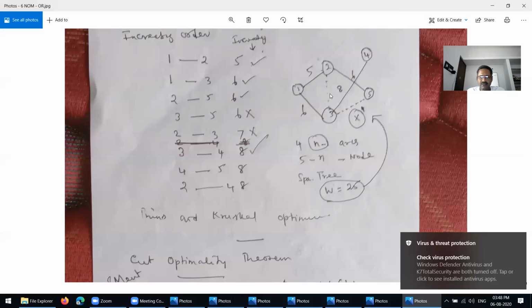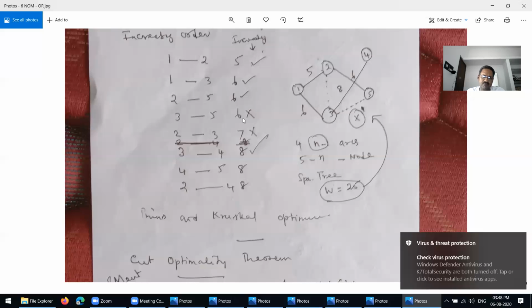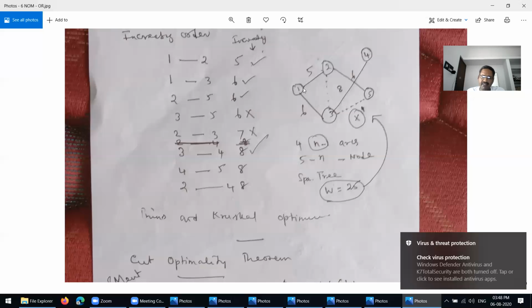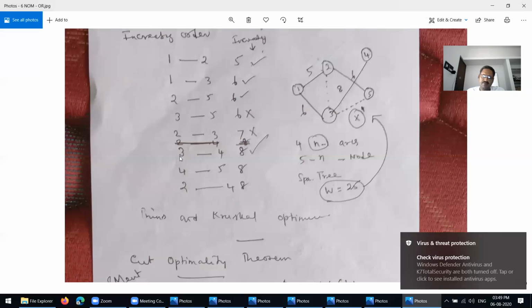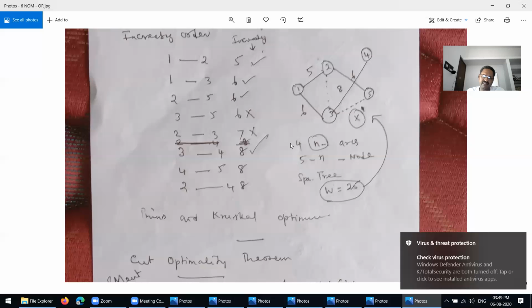Then 3 to 5. 3 to 5 just join here. This one is closed. Closed means it's not a tree. So this one is not possible. Cancel. And then 2 to 3. Suppose this one is connected. What happened here now? It's not a tree. This one is closed. It's a graph. So this also is not possible. Then 3 to 4. 3 to 4 is okay. 3 to 4 is connected, possible. And then the remaining ones are not possible.